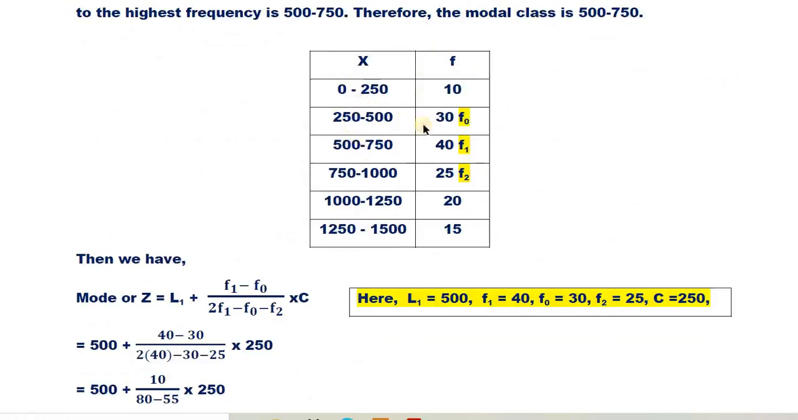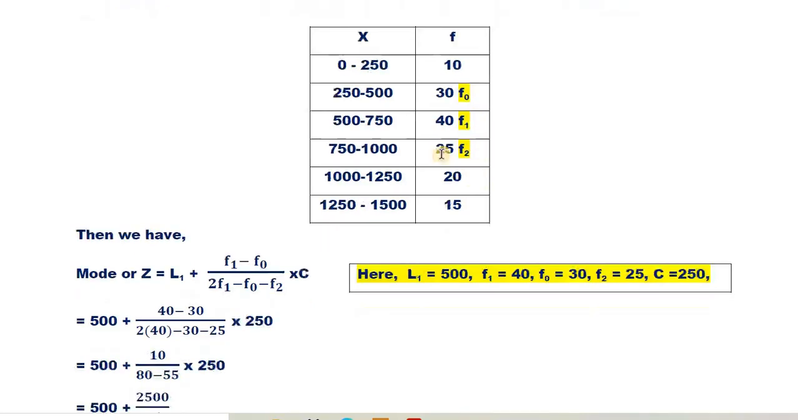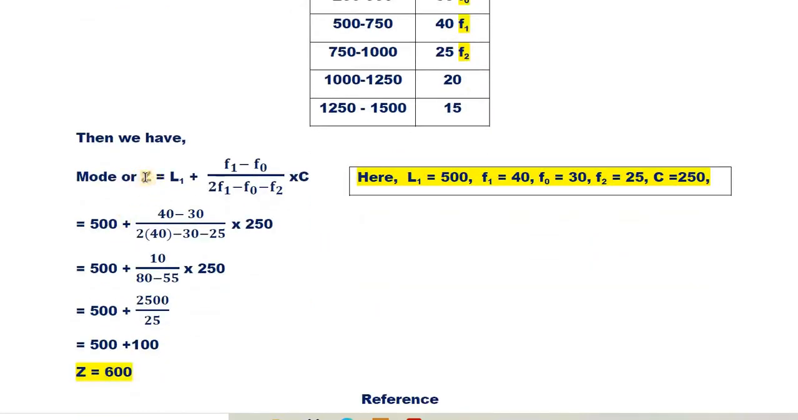That is more than enough, because here we are going to find out only F1, F0, F2. F1 is nothing but the frequency of the modal class, F0 is the frequency of the preceding modal class, and F2 is the frequency of the succeeding modal class. These need to be substituted in the formula. The mode, denoted by the letter Z, is equal to L1 plus F1 minus F0, divided by 2F1 minus F0 minus F2, into C. C is nothing but the width of the class interval.